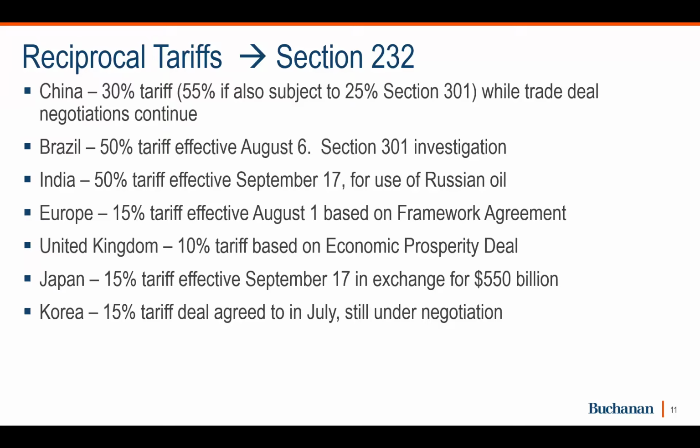And thus far, the checks we've written to our customs broker, which essentially goes to the U.S. government, has reduced our profit margins by about 75%. And we have had to lay off 10% of our employees because of this.